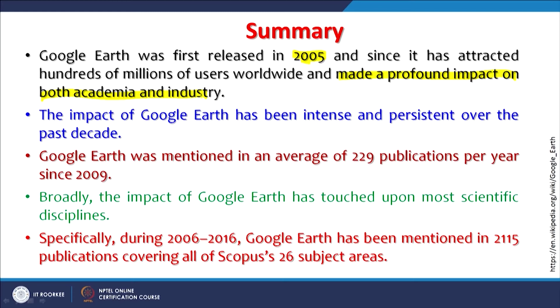many studies which involve the surface of the earth as well as oceans, and it has been intense and persistent over the past decade. This impact of Google Earth is shown by the fact that Google Earth was mentioned in an average of 229 publications per year since 2009. So it is getting a lot of citations, because a lot of people are using Google Earth data for various kinds of studies. It is not a substitute for field work, no way.